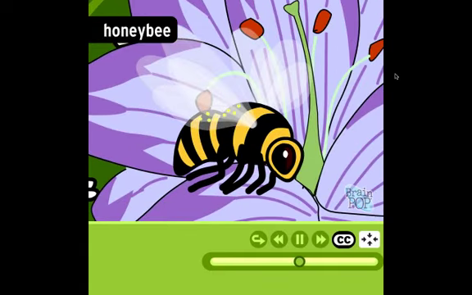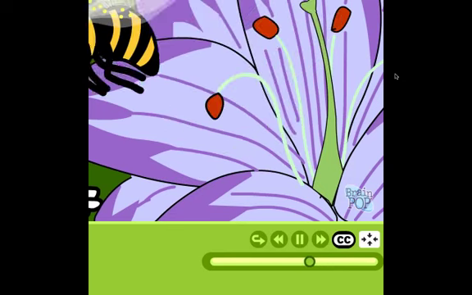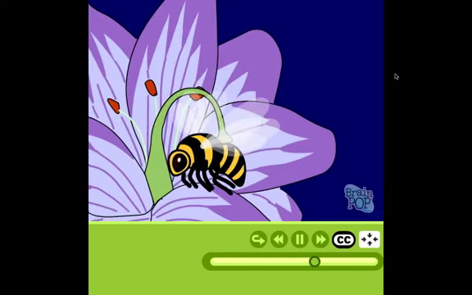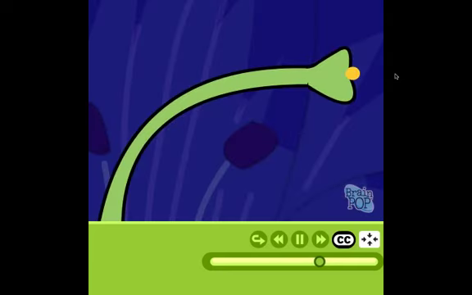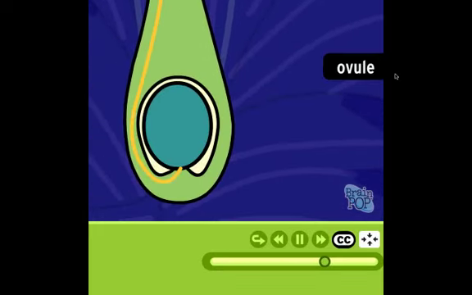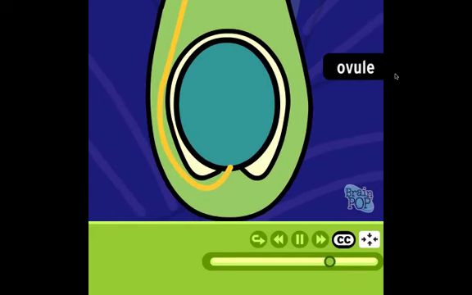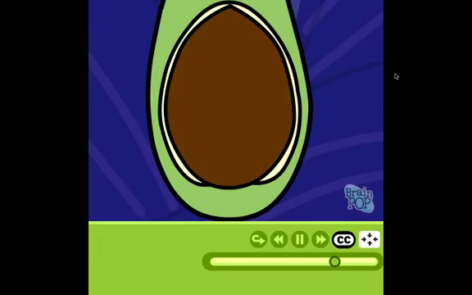A honeybee lands on a flower to gather nectar. It brushes against the anthers and gets a dusting of pollen. The nectar is so tasty to bees that they don't stop with just one flower. On the next flower, the honeybee leaves some of the pollen behind, and a pollen grain is collected by the pistil. The grain of pollen grows a thin tube that travels down the pistil until it meets an ovule. Fertilization happens when the male pollen and female ovule combine. The fertilized ovule eventually grows into a seed, which can become a new plant.